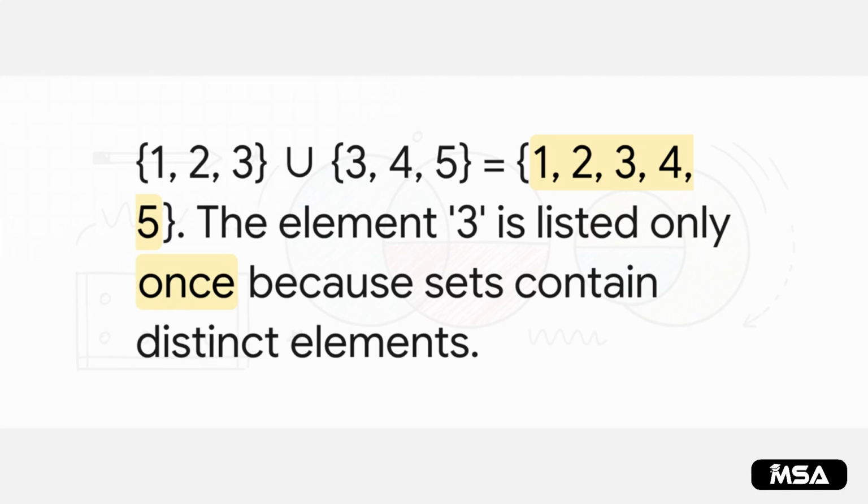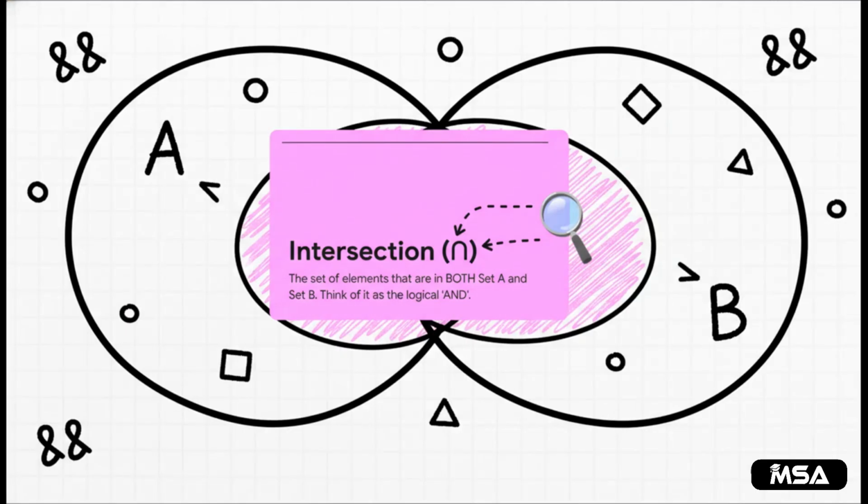So let's make this super concrete with some numbers. If our first set is 1, 2, 3, and our second one is 3, 4, 5, their union is 1, 2, 3, 4, 5. And here's something important. Notice how the number 3, which was in both of the original sets, is only listed one time in the final set. That's that distinct rule we talked about in action. No repeats.